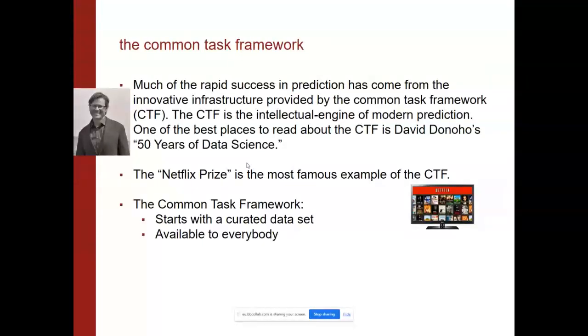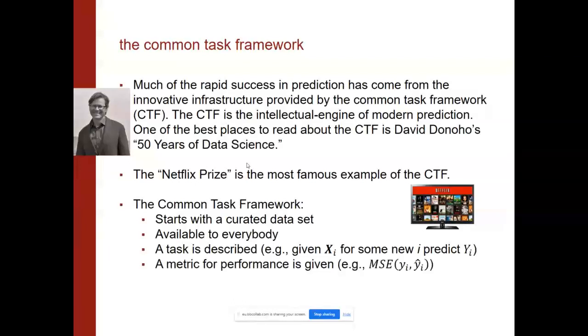Unlike in statistics, where you might generate your data through a warranted reasoning, or you might have to collect your own data, this is a fixed data set. The task is described. What do we want to do? We want to give you a set of covariates and we want you to predict y. And then they're going to tell you how they're going to measure your performance. So for instance, a mean squared error between the actual observation and your own prediction.